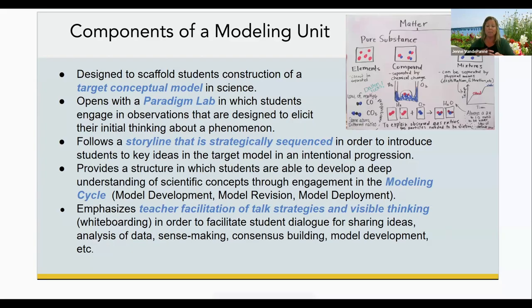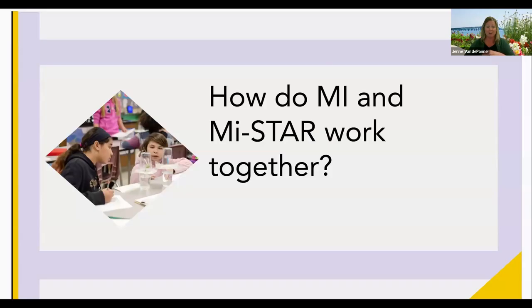Now, this is modeling instruction, but it marries with MyStar perfectly, and that's what we're going to get into next. How do modeling instruction and MyStar work together?